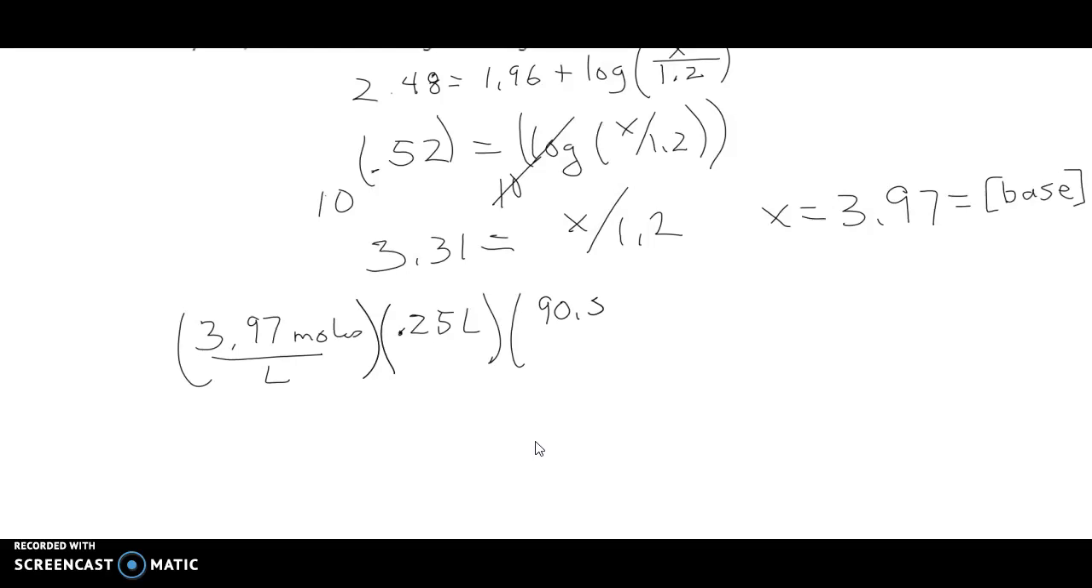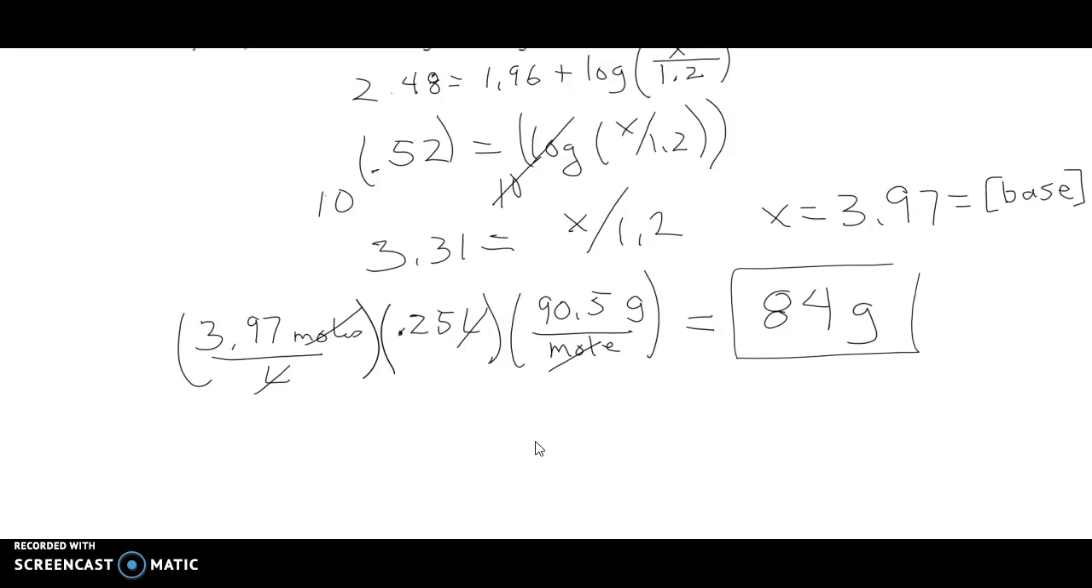The molar mass is 90.5 grams per mole. I just did that 90.5 grams in my head, so you might want to do that more accurately. Then we can cancel whatever cancels: the liters cancel, the moles cancel, and we're left with grams. To two significant digits, we should get 84 grams, which would be the answer that Alex is looking for.